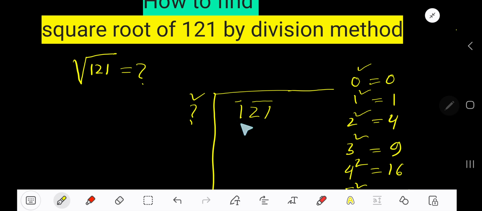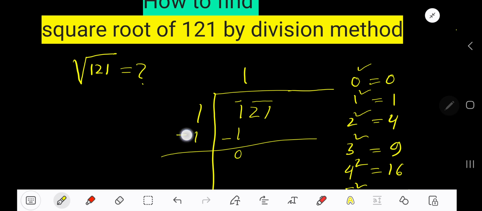Now you have to take a number whose square will be equal to 1. That is, if you take 1, then 1 square equals 1. So this 1 must come to the quotient also. Okay, so 1 times 1, 1. Subtract, you are getting 0. You need to write the same digit under the divisor. So you need to add 1 plus 1, 2. Bring down the next pair.